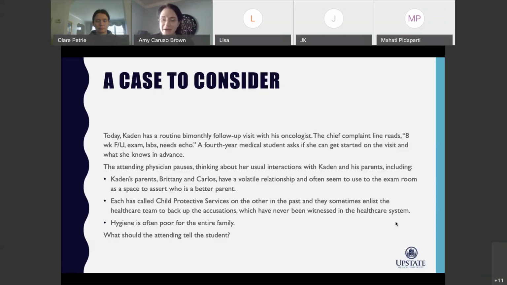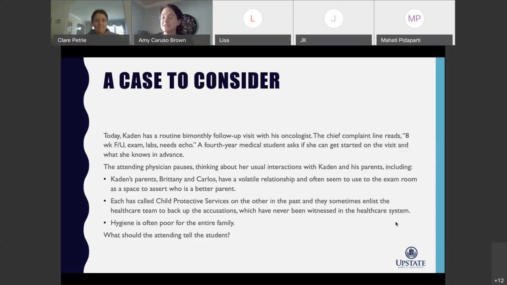So Caden's parents had one of the more volatile relationships that I had ever seen in clinic. And they sometimes seem to use our space to assert who might be the better parent. I will say I would often go through reminding myself before I went to visits that they both really loved their son. And even though this was often not the easiest experience for me to navigate, it did sort of show how committed they really were to his well-being.